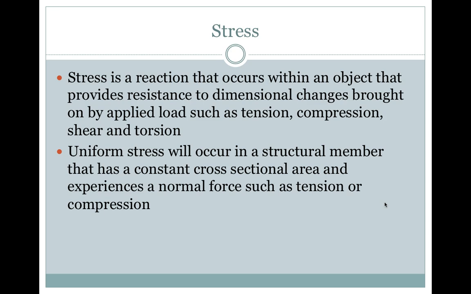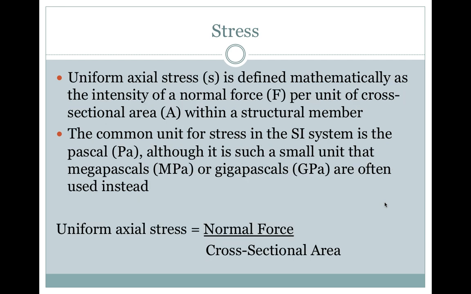Stress. Stress is a reaction that occurs within an object that provides resistance to dimensional changes brought on by applied loads such as tension, compression, shear, and torsion. Uniform stress will occur in a structural member that has a constant cross-sectional area and experiences a normal force such as tension or compression. Uniform axial stress, S, is defined mathematically as the intensity of a normal force per unit of cross-sectional area within a structural member.